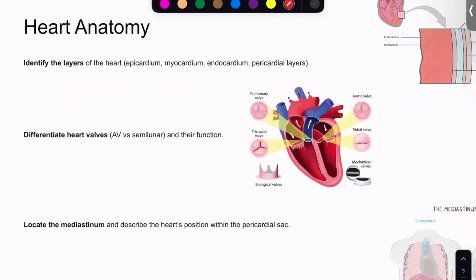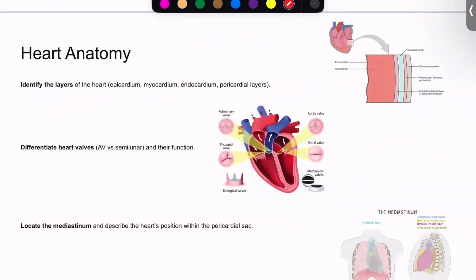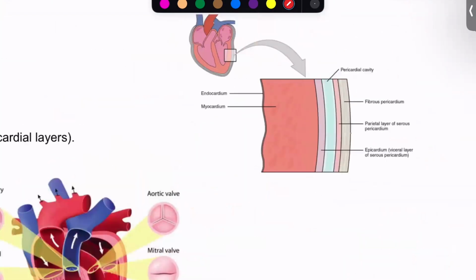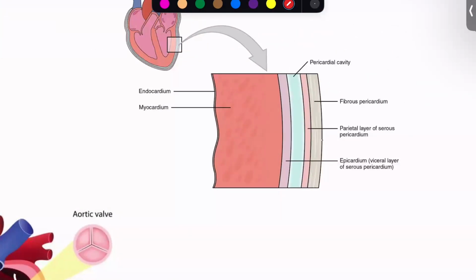Next up, identify the layers of the heart, differentiate the different heart valves, and then locate the mediastinum and describe the heart's position within the pericardial sac. Okay, so first up, we got the epicardium. So our epicardium is the outermost heart layer. Sometimes it's also known as the visceral layer. So here we go. Visceral layer of serous pericardium, that's your epicardium, that's the outside.